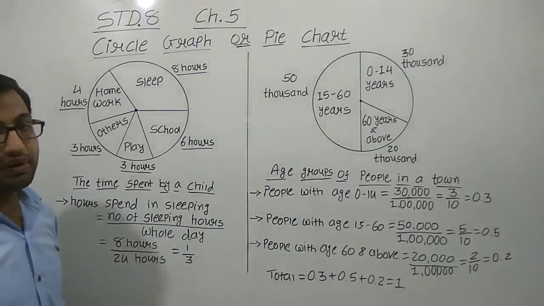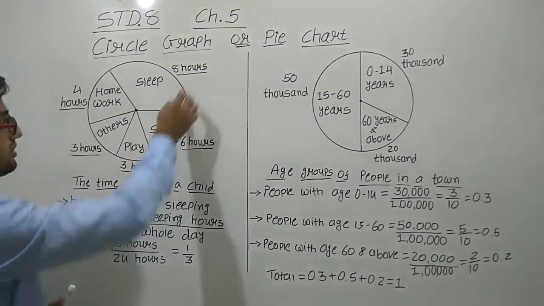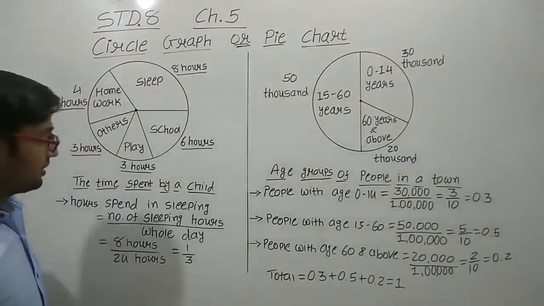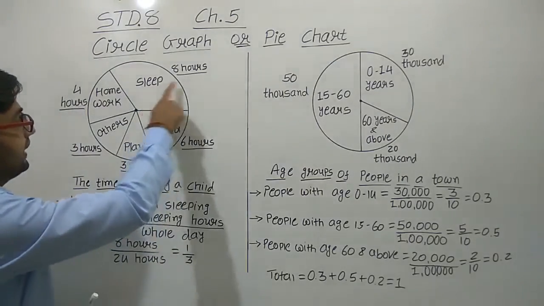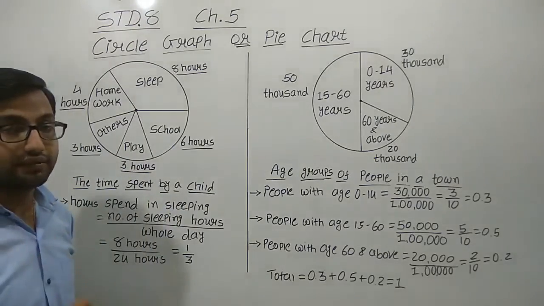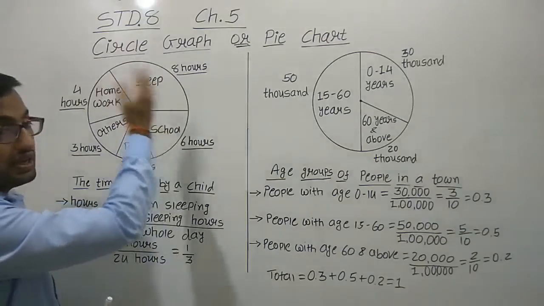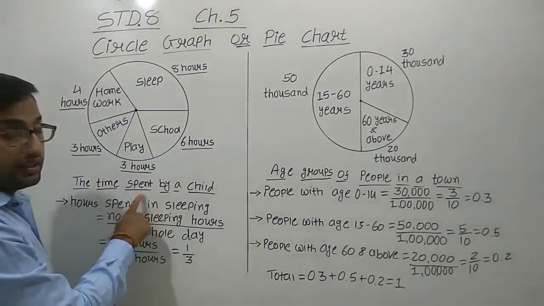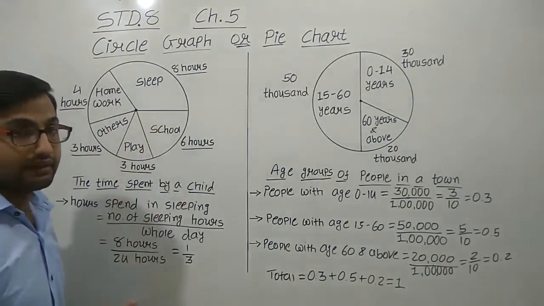Each sector represents hours. So what do these hours represent? Here we have written down sleep. That means a child sleeps 8 hours in a day. That is why this portion represents which data? The sleep, the time spent in sleeping by a child.